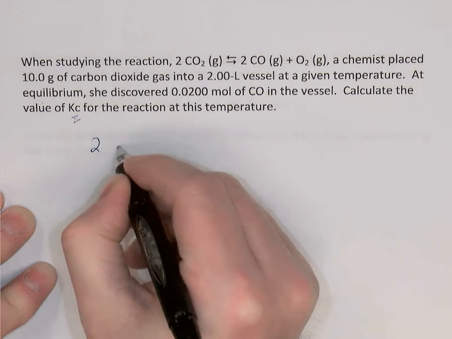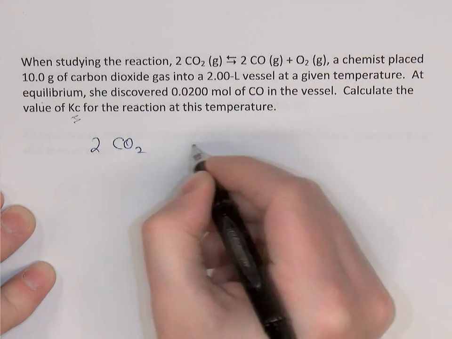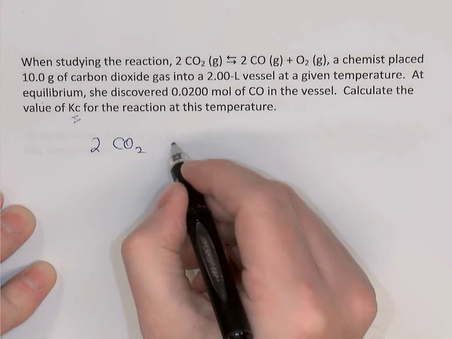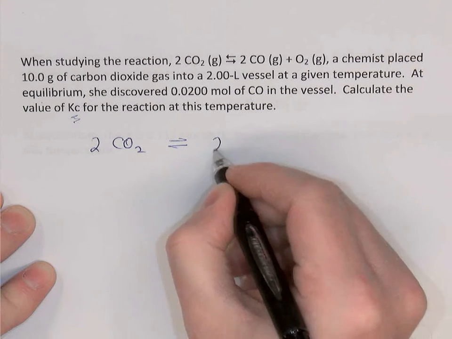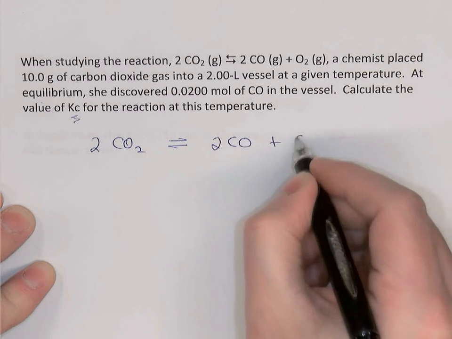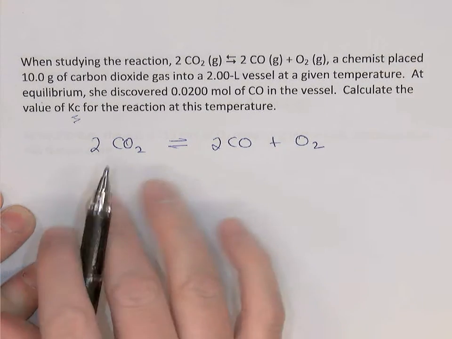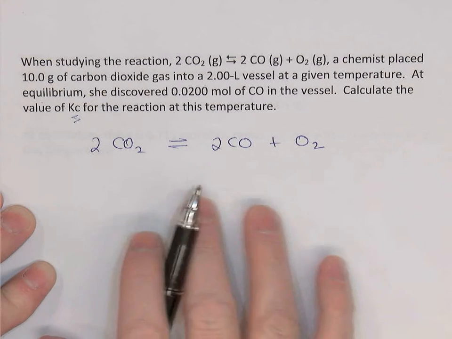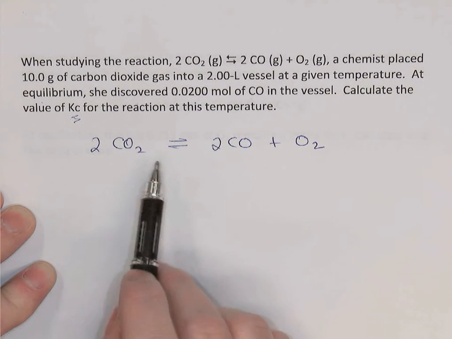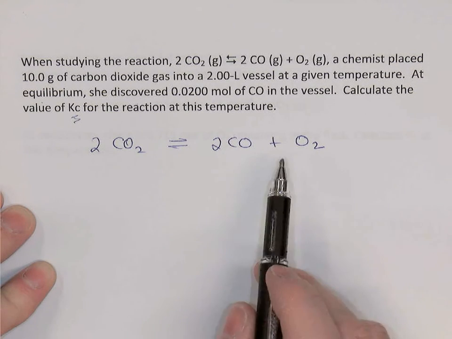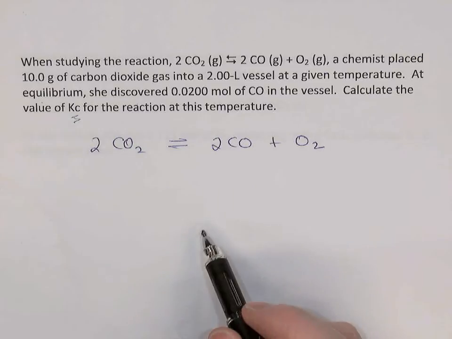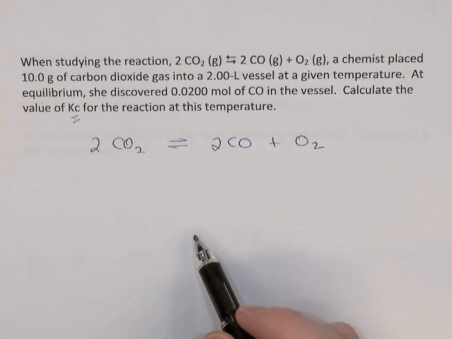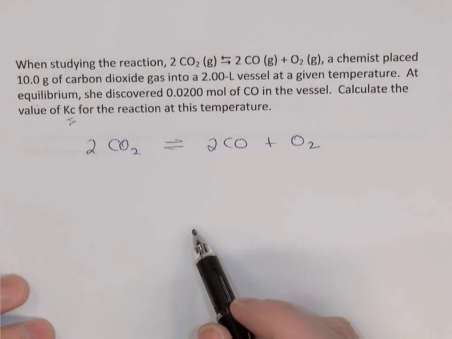So let's write the equation. 2CO2, everything's gas, so I'm just going to leave out the phases here, produces 2 COs and O2. In a heterogeneous reaction where there are solids and liquids present, I would put the phases in, because then we have to pay attention. Solids and liquids are not part of the equilibrium expression, right?